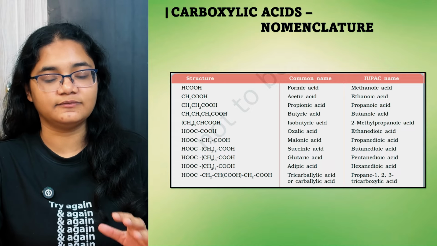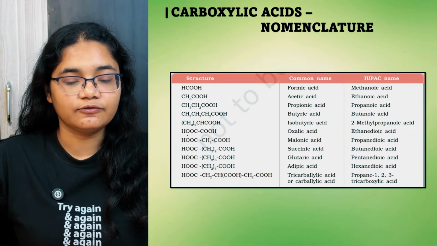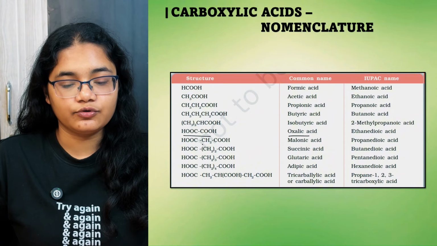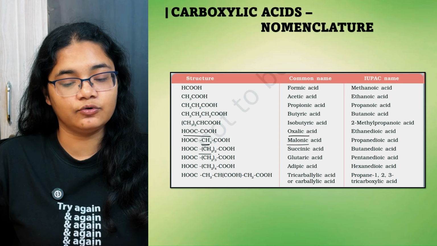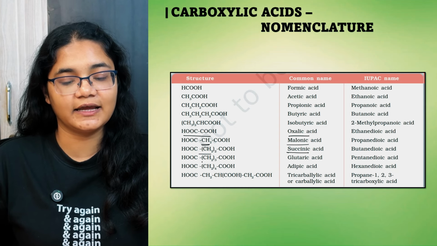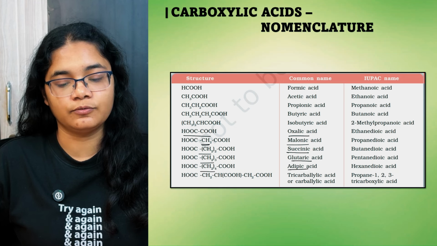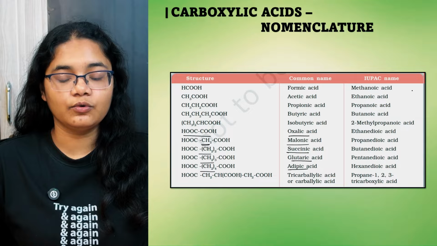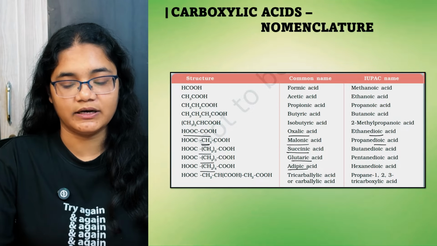Here also the common names are very important, so I'm not just going for common names. If you have two COOH groups, it is called oxalic acid. With one CH2 group in between, it is called malonic acid. With two CH2 groups in between, it is succinic acid. Three CH2 groups, glutaric acid, and four CH2 groups, adipic acid. Here, if there are two acid groups, we use the word dioic acid in the IUPAC nomenclature.